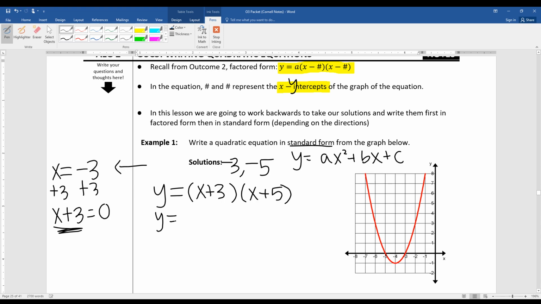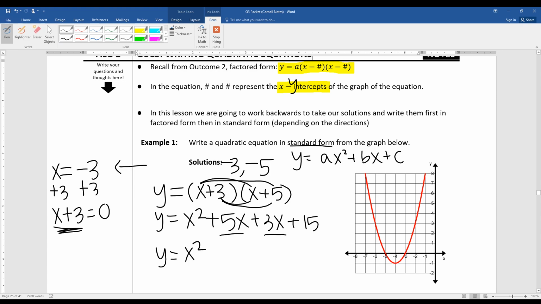From here, I'm trying to get this into standard form, so I'm going to distribute. So x times x gives me x squared. X times 5 is 5x. 3 times x is 3x, and 3 times 5 is 15. Last step is to combine like terms. I have 5x and 3x, so I'm going to leave this as y equals x squared, 5 plus 3 gives me 8x, and I still have that constant of 15 on the end.